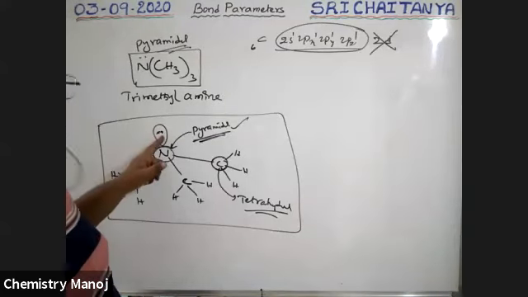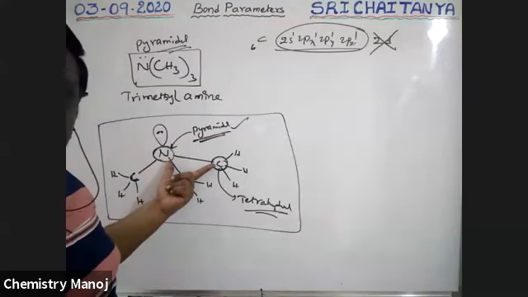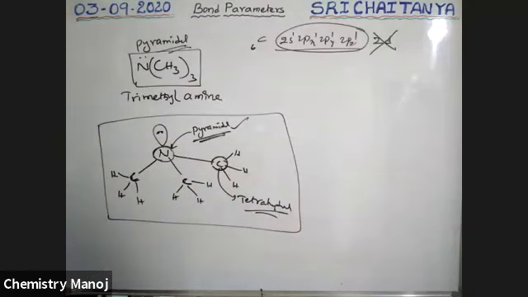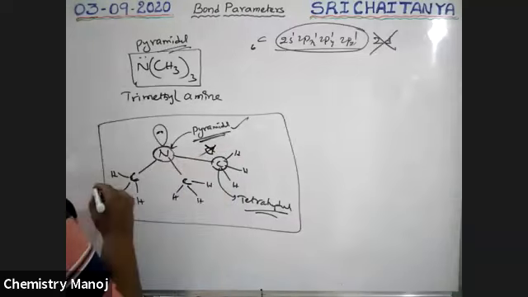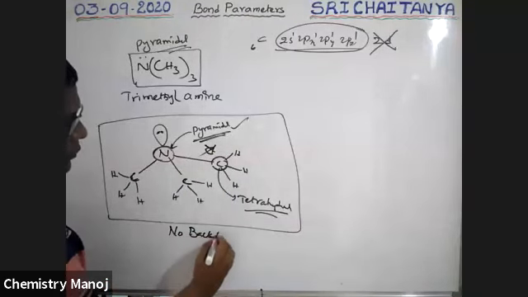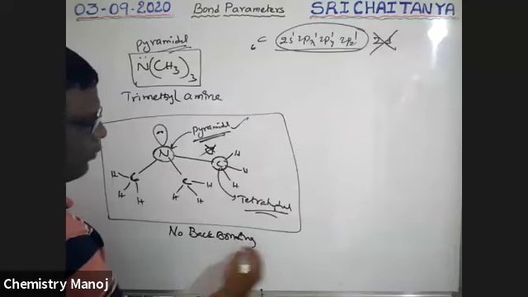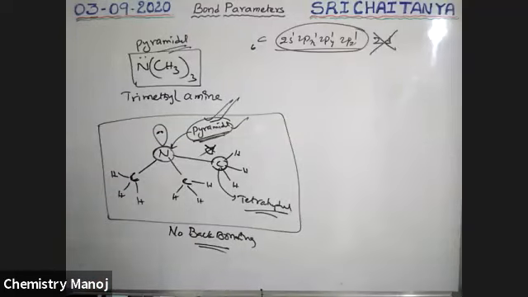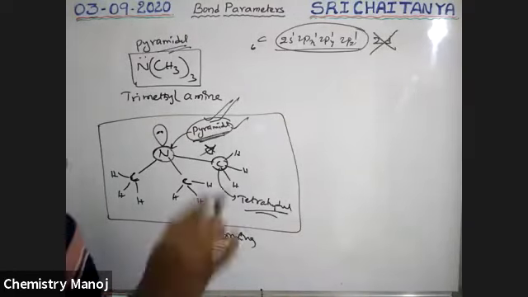But nitrogen has a lone pair. Even though both these atoms are same period elements, is back bonding possible or not possible? Tell me. Not possible, yes, because an empty orbital is not available here, only the lone pair. Therefore, no back bonding. Therefore, the pyramidal shape of this molecule is retained.